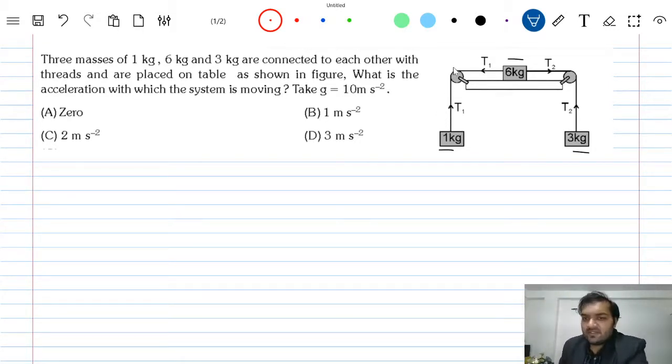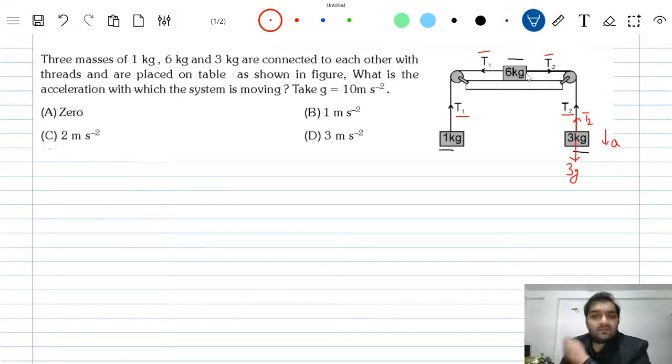Let us suppose, since there is a mass here, the tension in this string and this string will be different. So let us suppose this is T1 and the tension in this string is T2. Now the force on this block will be 3g downwards and T2 upwards. Let us say the acceleration is a downwards.